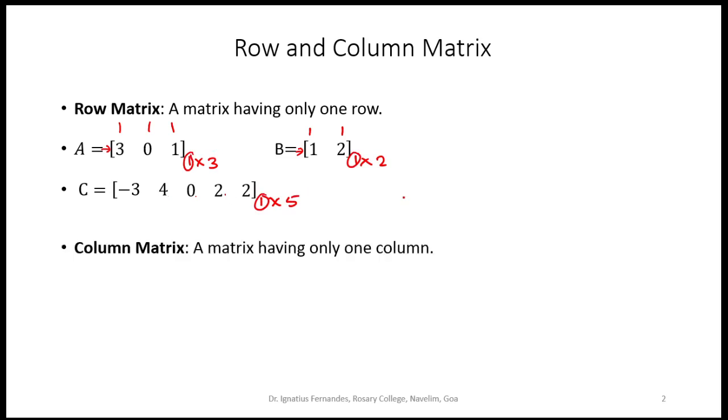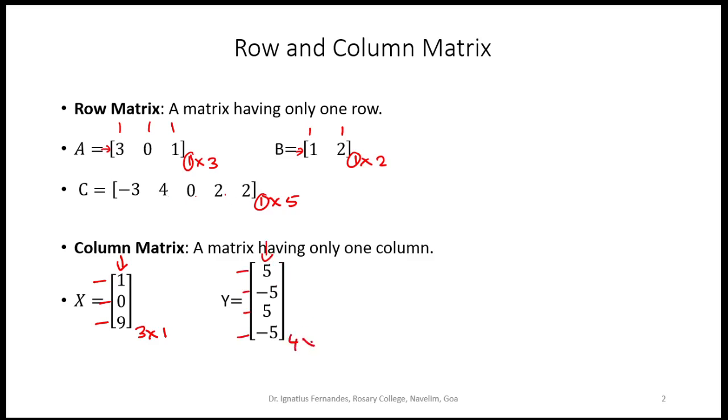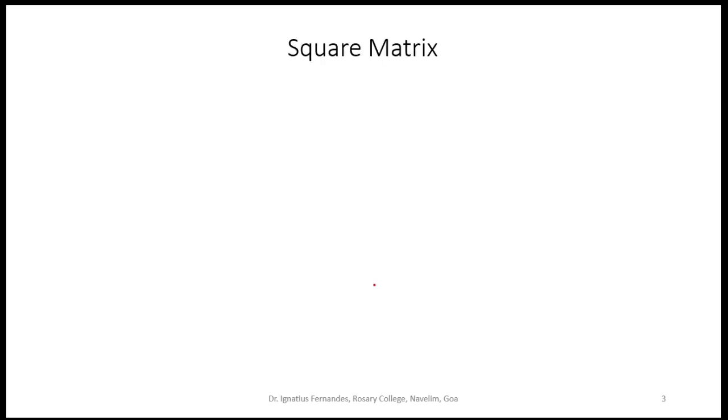In the same way, a column matrix is a matrix having only one column. It is just the opposite. Here I have only one column and 1, 2, 3 rows, so it is a 3 by 1 matrix. Matrix Y has only one column and 1, 2, 3, 4 rows, so it is 4 by 1. The number of columns here is 1, so it is called a column matrix.